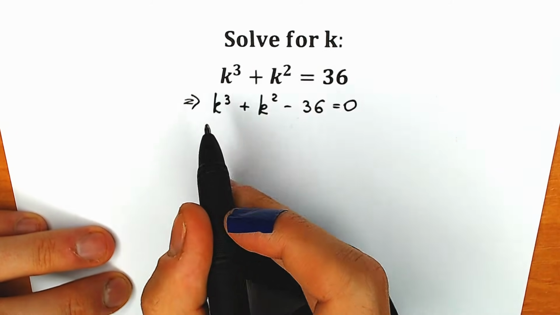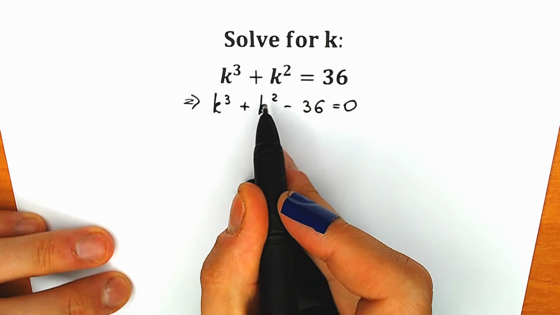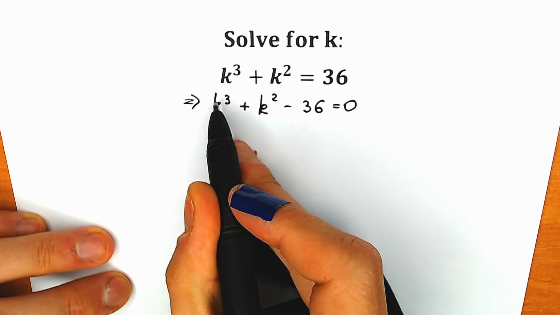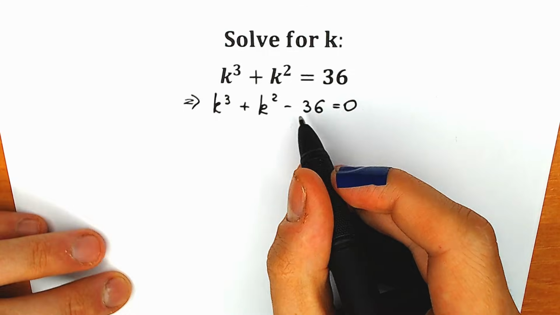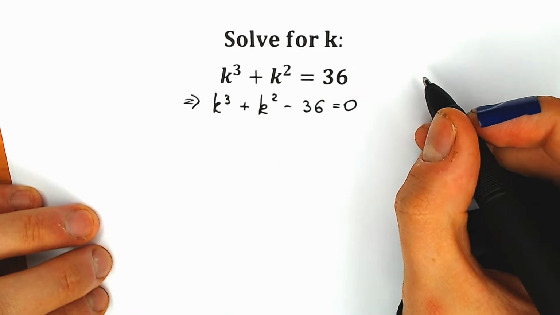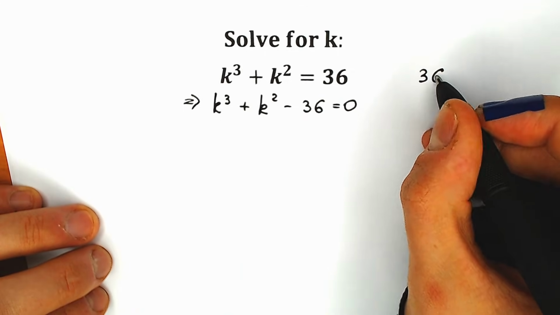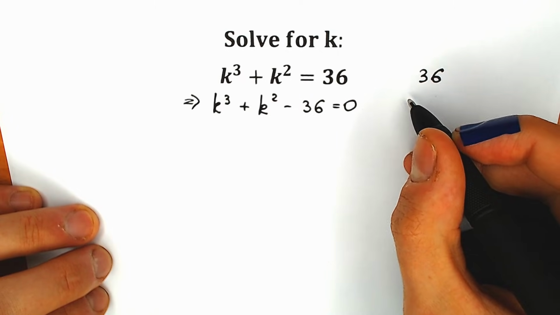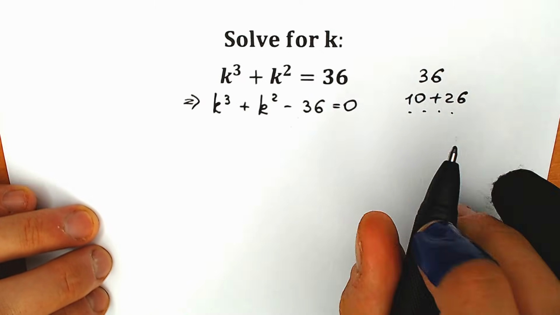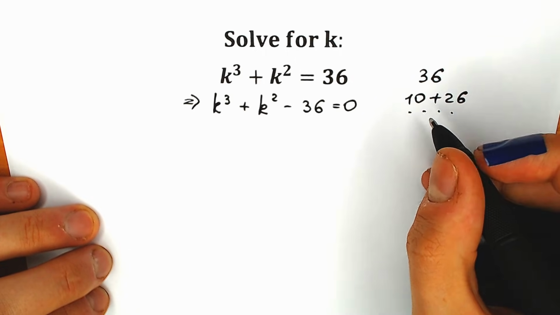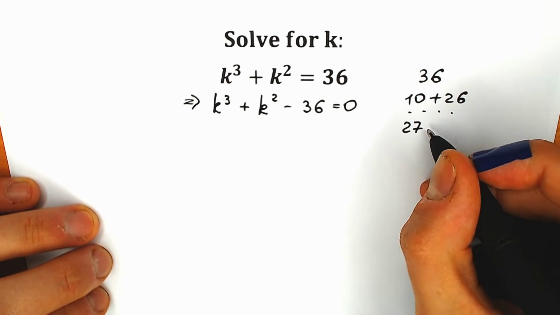What are we going to do next? Right here we have k cube and k square. Right now, let's try to express the 36 as a sum of a cube and a square. Of course, there are a lot of ways we can do this, like 10 plus 26, but the best way to do this is to express it as 27 plus 9.